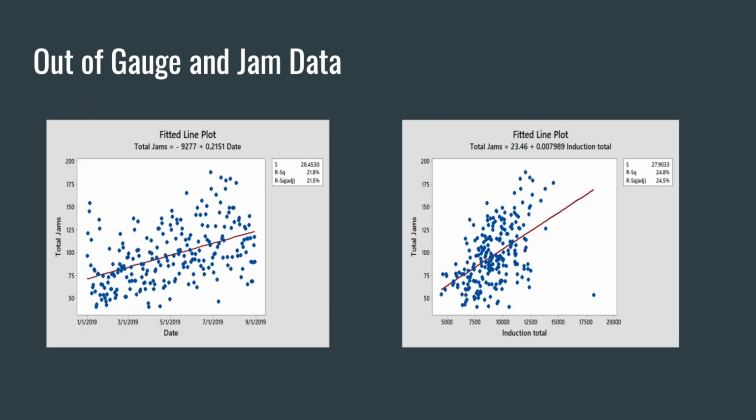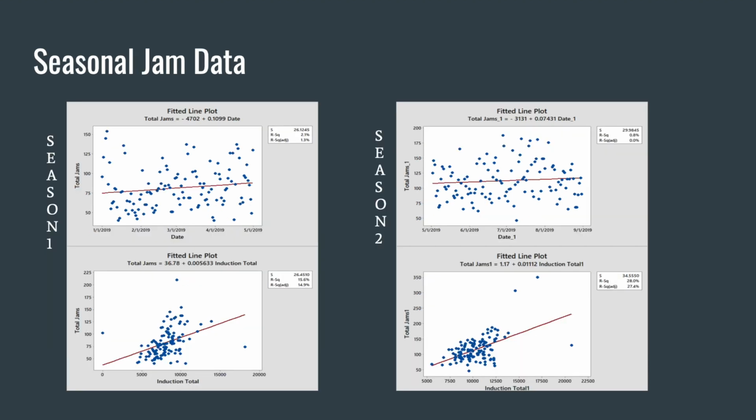We ran regression models with date versus total jams and induction total versus total jams, but there was no correlation between jam data and out of gauge data. We ran more regression analysis using date versus total jams and induction total versus total jams, using Season 1 and Season 2 and comparing those to the previous analysis that we had done, and it showed that there was still no correlation.